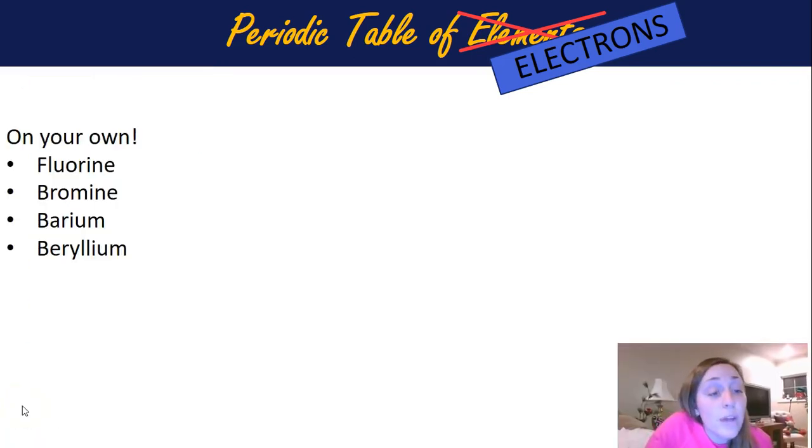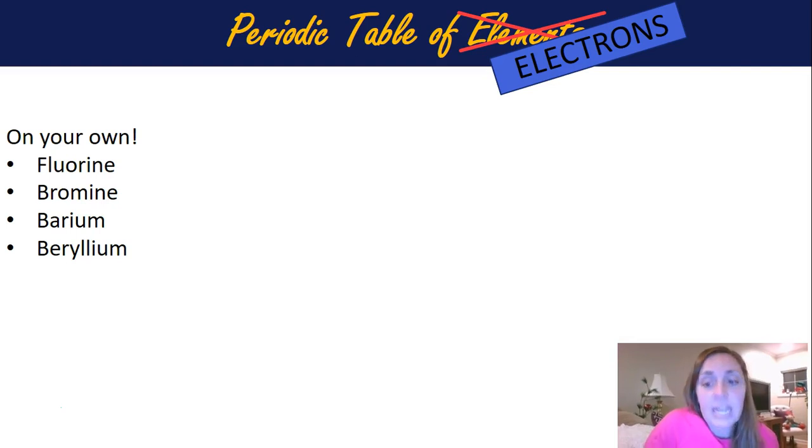Okay, so on your own, I want you to figure out the electron configuration for these 4 elements: fluorine, bromine, barium, and beryllium. So you're going to press pause on your video, do these on your own, and then check your work. If you get any wrong, then now is the time to talk to a teacher and see what happened, get things squared away before you're working on your worksheet. Okay, so freeze your video and we'll be back in a second.